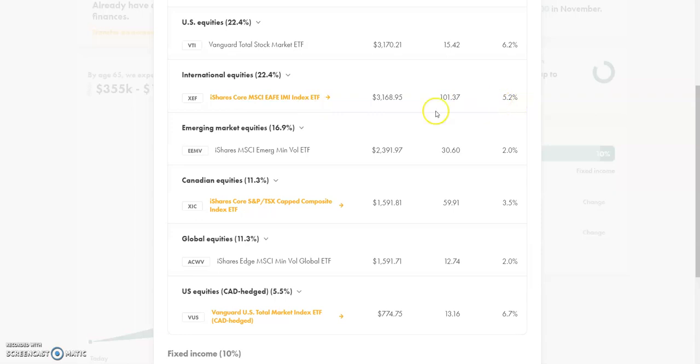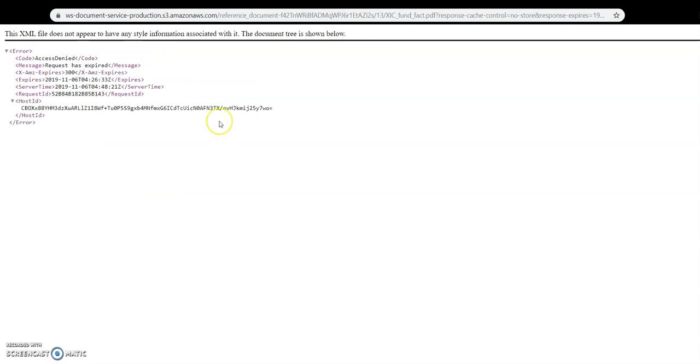Actually, knowing that this XEF was recently bought, it's already performing at 5.2%. EEMV is also one of the new additions, and again hasn't been performing that badly, given how short a time span has passed since I acquired it through Wealthsimple. XIC was one of their long-lasting ETFs. It's the Canadian equities, and the beauty of it is that if you click on it, you can find out a little bit more details around that.